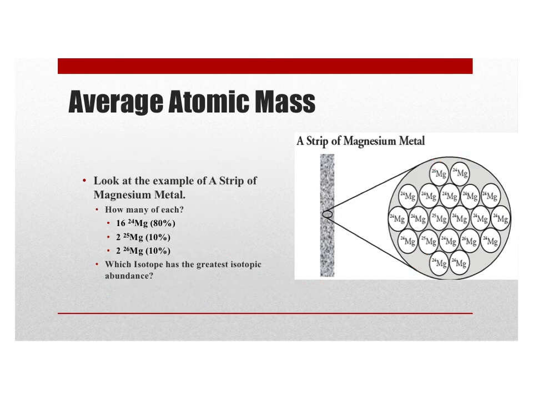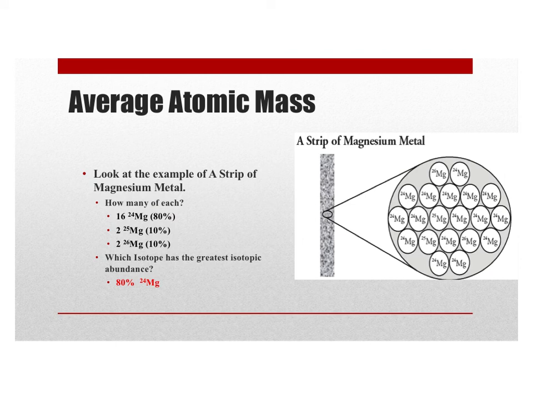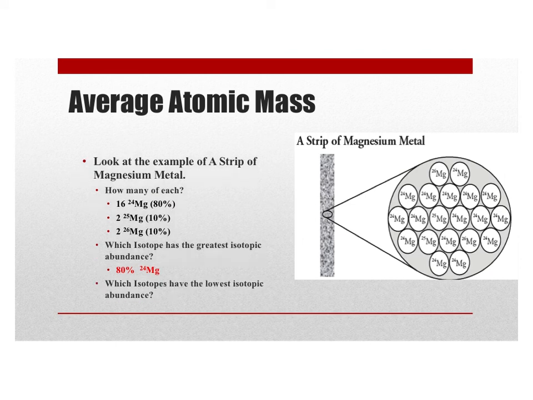Now that we know what the isotopic abundance of each is, we can figure out which one has the greatest isotopic abundance. That should be easy. We should very simply be able to see there's 16 of those. It's 80% magnesium 24. Which one has the lowest isotopic abundance? Well, that would be a tie. Both 25 and 26 are only 10% of the total mass.